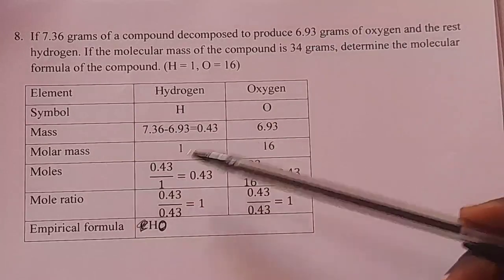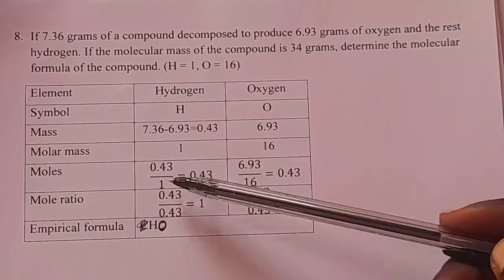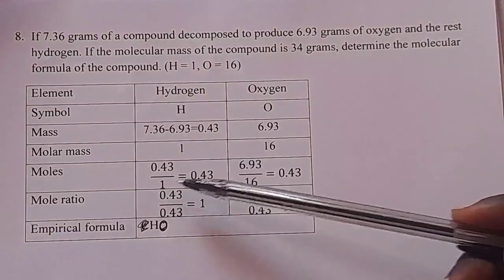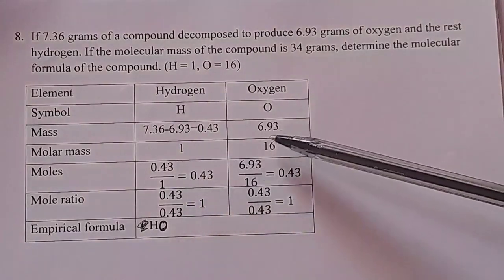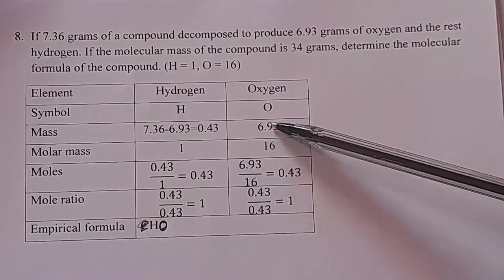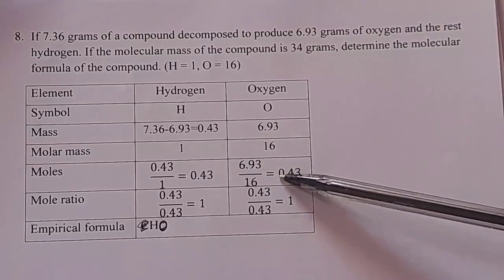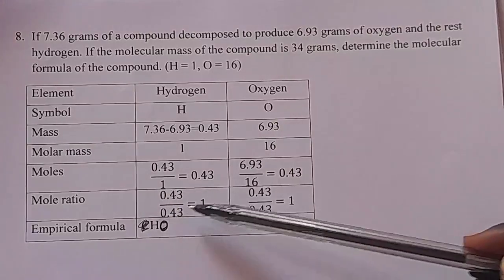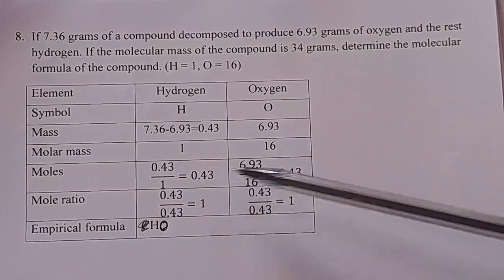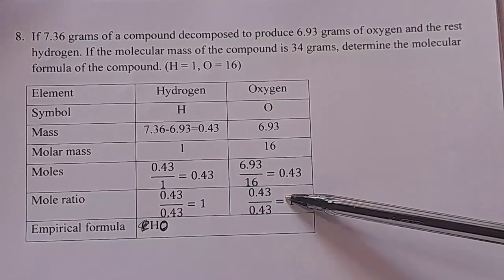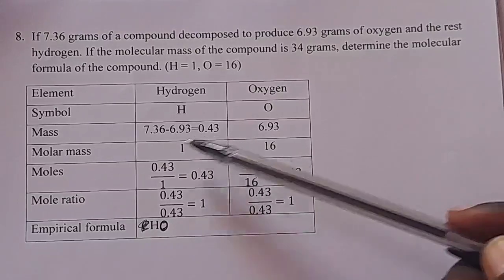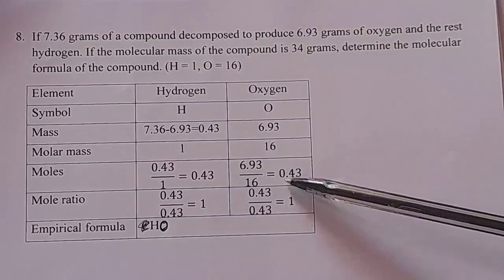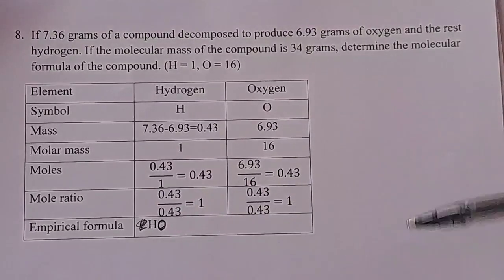So the molar mass for hydrogen is 1, the one for oxygen is 16. So the moles will be mass over molar mass. That means 0.43 divided by 1, we are going to get 0.43. The side for oxygen, the moles will be mass of 6.93 divided by 16. Here we are going to get 0.43. Then the mole ratio, we are going to get 0.43 divided by 0.43 because the two have the same moles, so we are going to have 1. Here we are going to have 1 as the mole ratio. So the empirical formula will be H1, we don't write 1, O1, we don't write 1. So it will be HO. That will be the empirical formula.